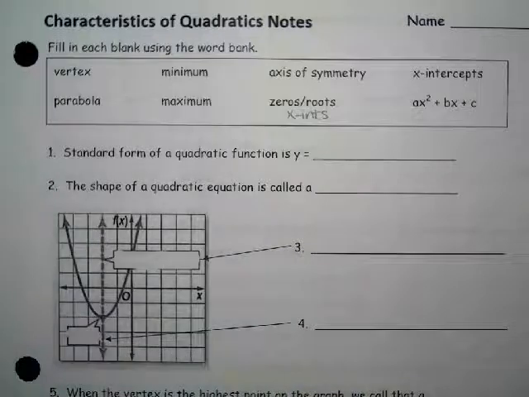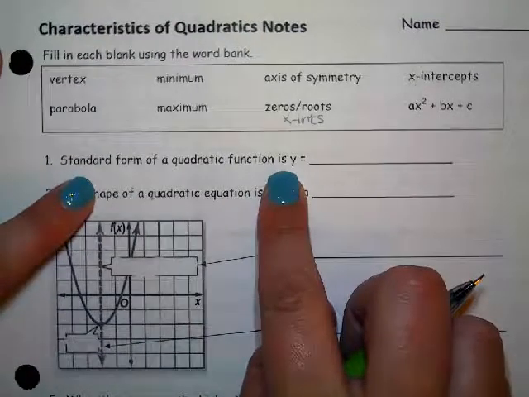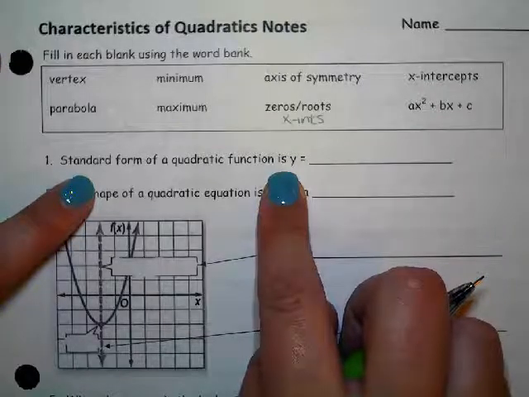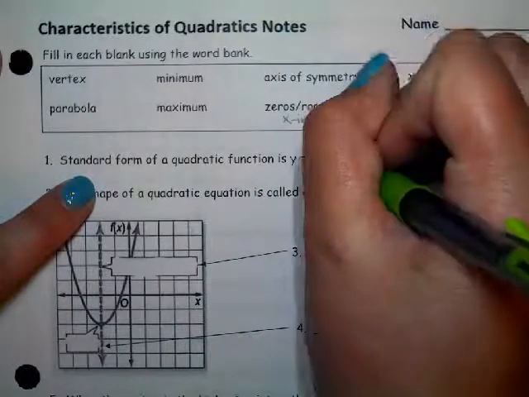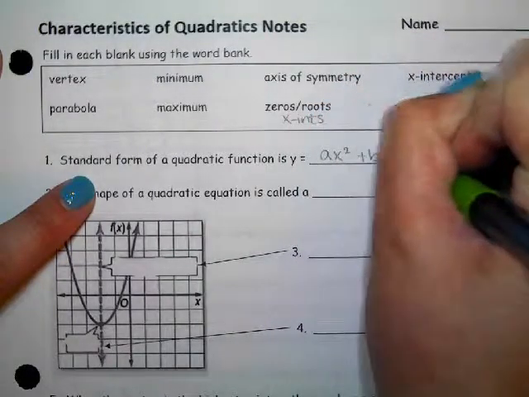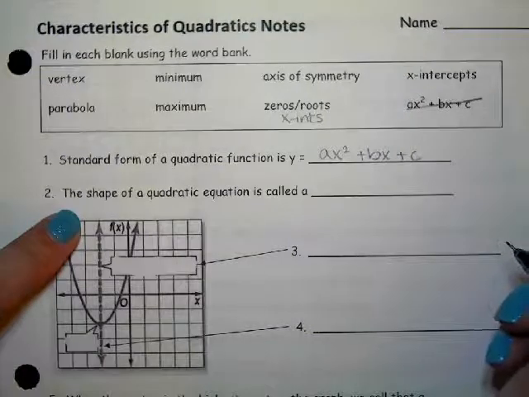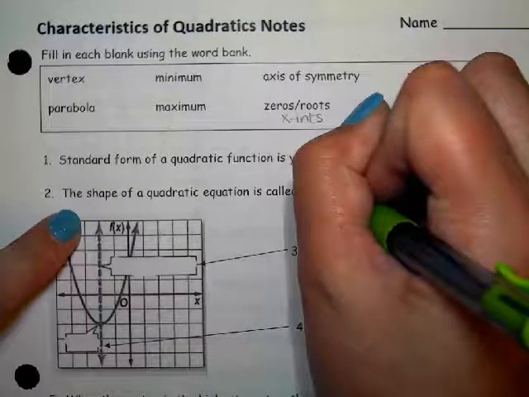Okay? All right. So the standard form of a quadratic equation is, can you recognize it in the bank of answers? X squared plus bx plus c. All right. The shape of a quadratic equation is called a parabola.